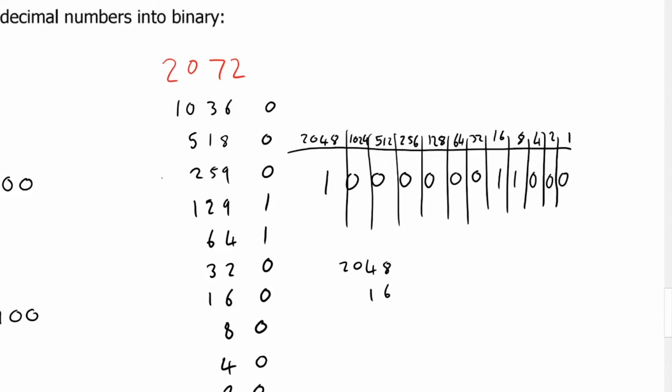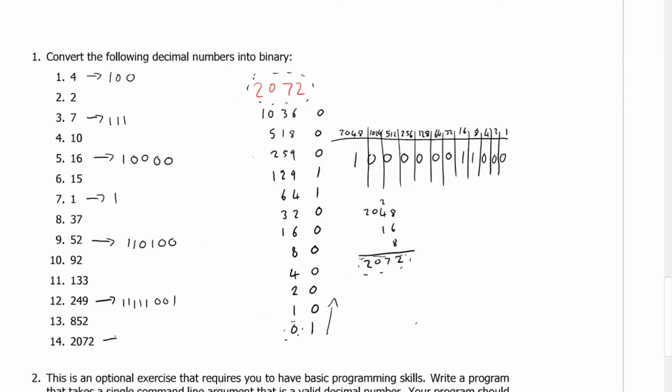So we get 2, carry the 2, 7, 0, 2. And we have the same number here and here, so we know it's correct. So we know 2072 in decimal is 1, 0, 0, 0, 0, 0, 0, 1, 1, 0, 0, 0 in binary. If you can do that conversion, then you'll be able to pretty much do any one.